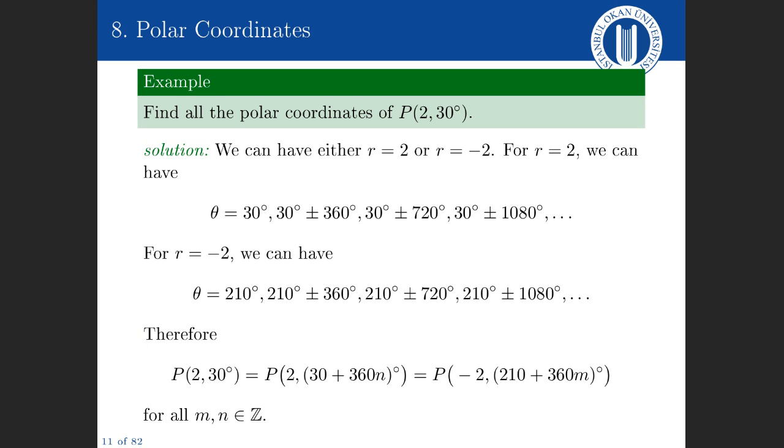Let's suppose we're asked to find all of the polar coordinates of this point. To start with, we have a choice. We can either rotate our ruler so that +2 on the ruler is on the point, or we can rotate our ruler so that -2 on the ruler is on the point. In other words, we can either have r is 2, or we can have r is -2. First of all, let's think about r is 2.